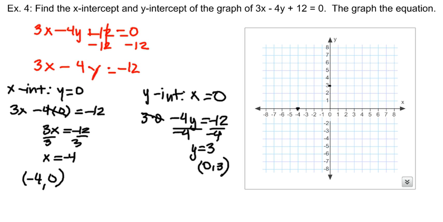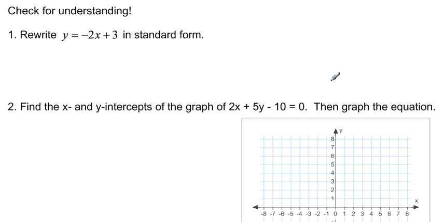You should be getting 2 different points, one on the x-axis, one on the y-axis, and then you can connect them for your line. Okay, this line goes on forever, but all we needed was 2 points to graph it. All right, now I'd like you to check for understanding with these 2 problems. In number 1, you're going to rewrite in standard form, and in number 2, find x and y intercepts and graph the equation.